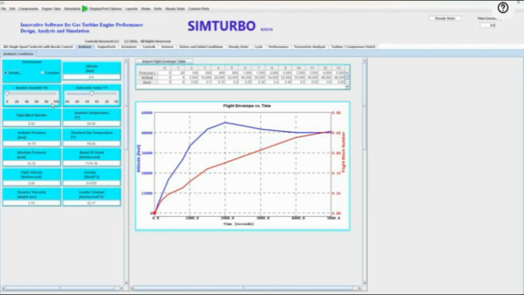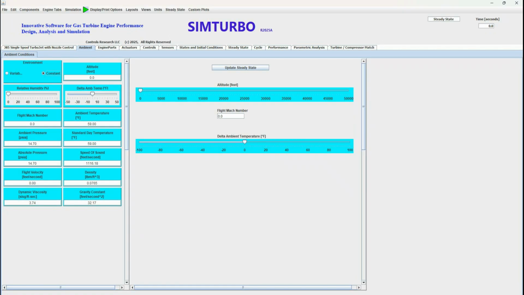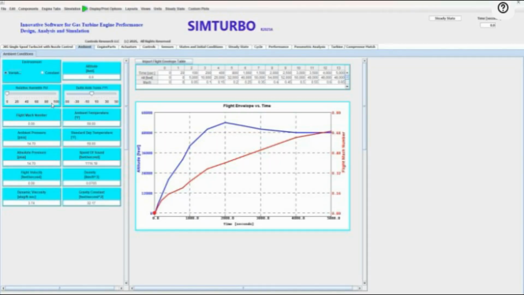Next, let's look at the ambient tab, which provides the capability to adjust the ambient conditions. There are two modes: variable time adjustment, particularly for flight conditions of varying altitude and flight Mach number, and constant mode, which can be used to simulate test conditions at constant ambient. We can adjust the simulated altitude, flight Mach number, and delta ambient conditions. For this demo, we shall operate in variable time mode.